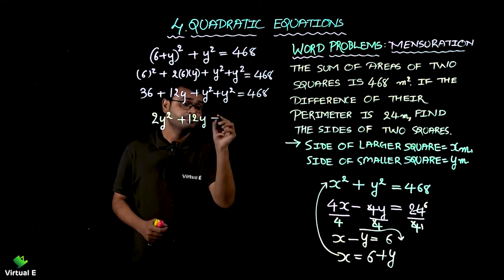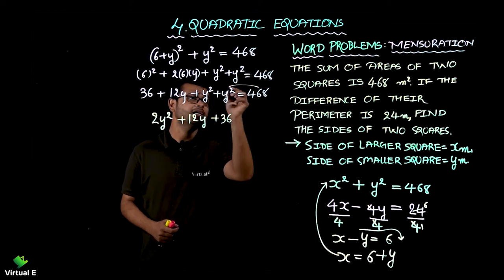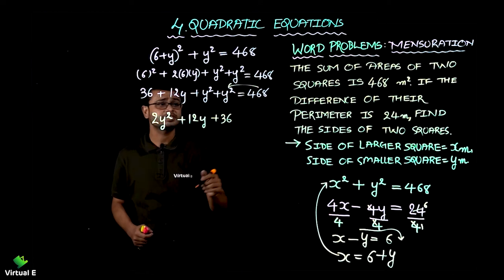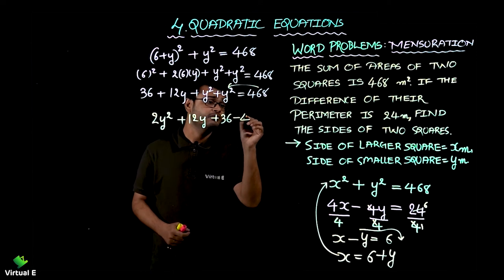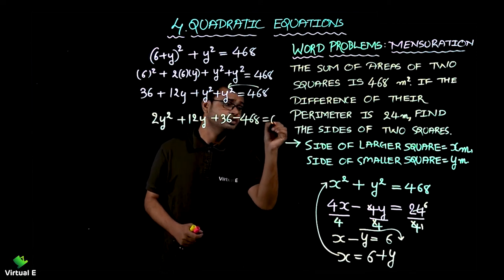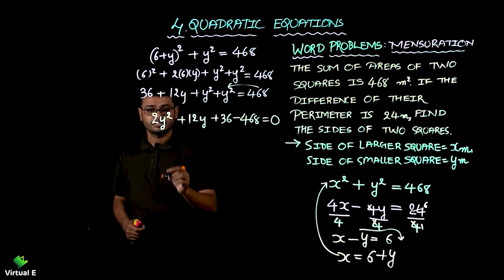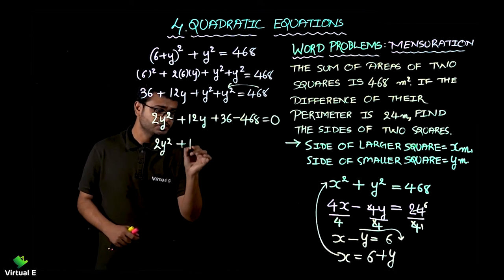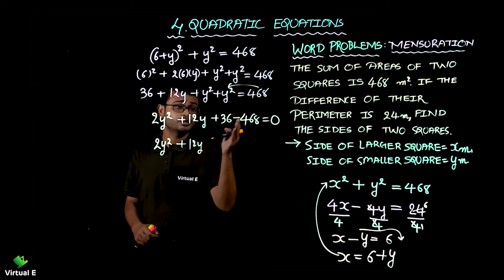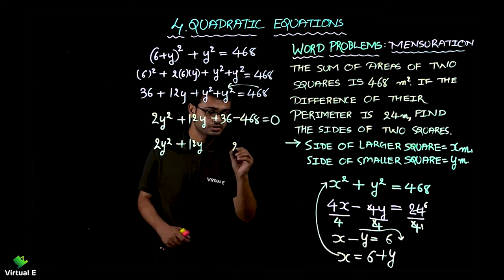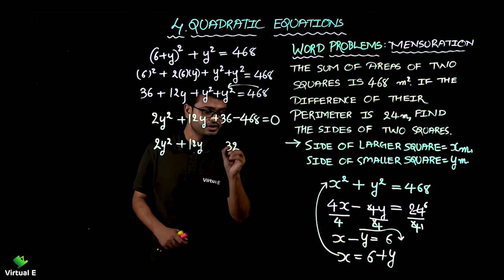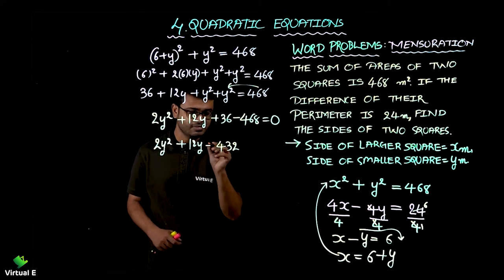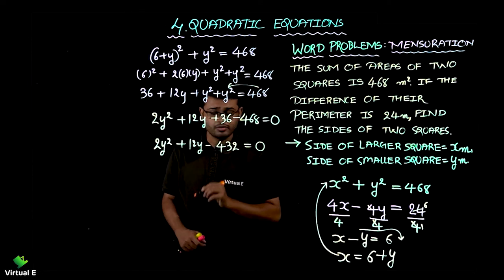Let's keep this plus 36 here and let's bring this 468 over this side. So it will become negative 468 is equal to 0. Right? Let's simplify further, which is 2y square plus 12y, and we need to subtract 8 minus 6, 2, 6 minus 3, 3 and 4 as it is, minus is equal to 0.